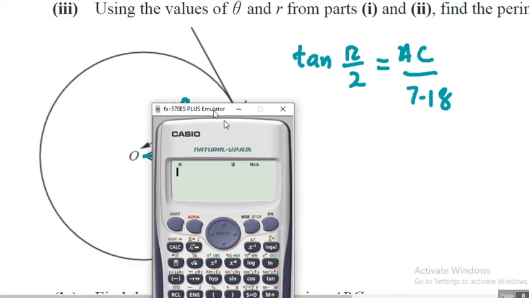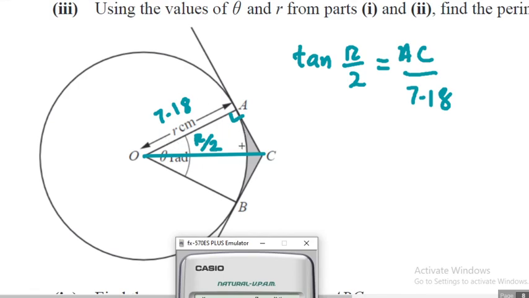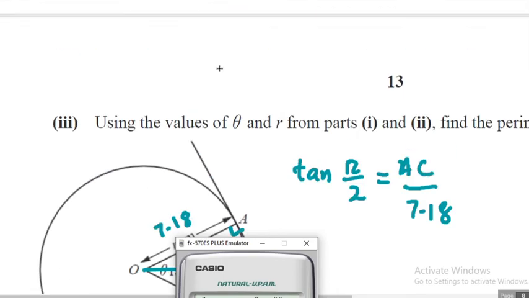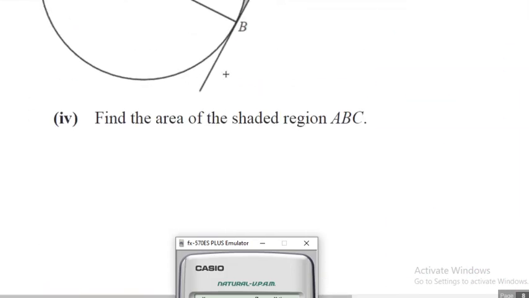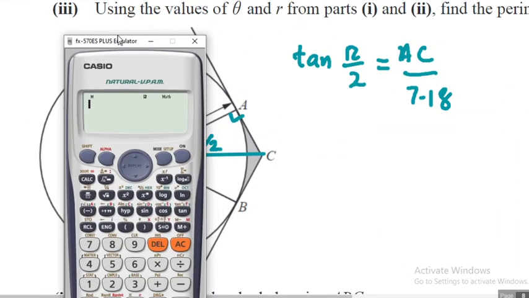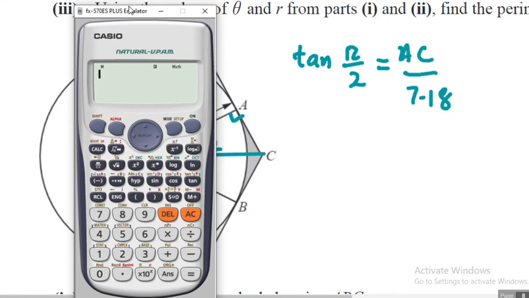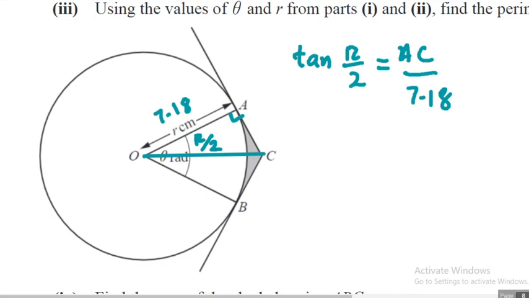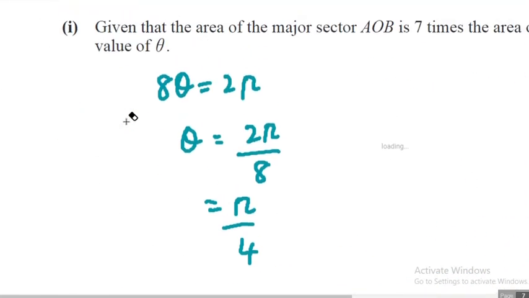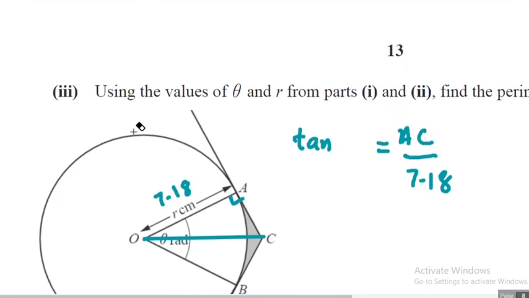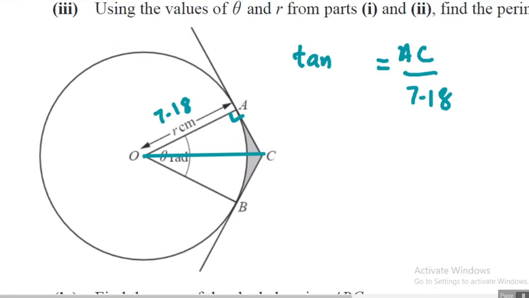Why? Isn't it TOA? Our radius is 7.18 just now, right? Yes, it is. So let me press again. Tangent. Oh my goodness, just now this is not pi over 2. No wonder, maths error. Our angle there just now, what's our angle? Yeah, pi over 4. Okay, sorry, my bad. So pi over 4.